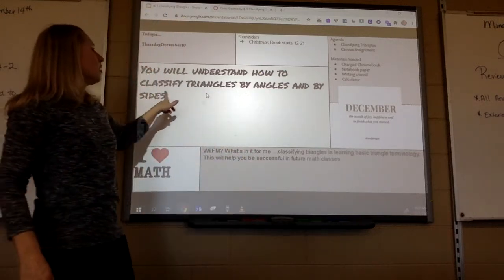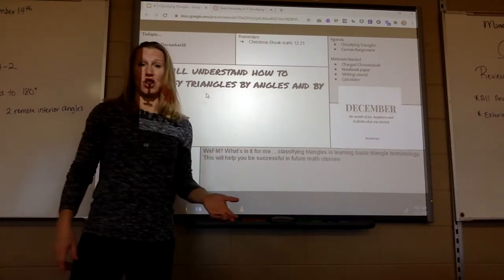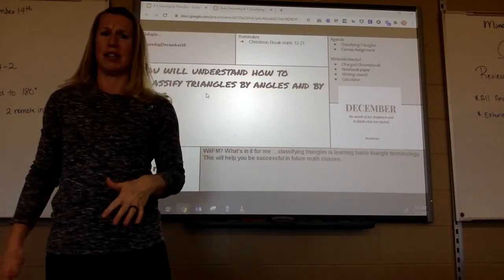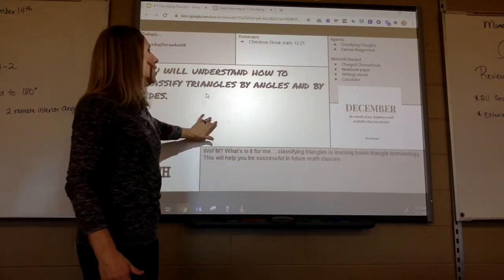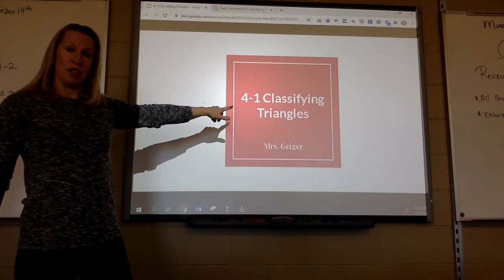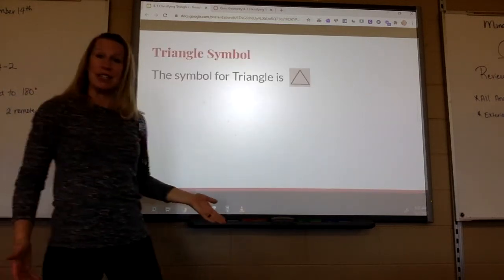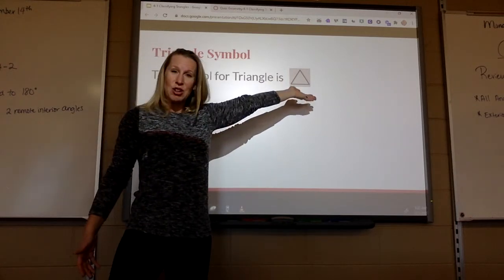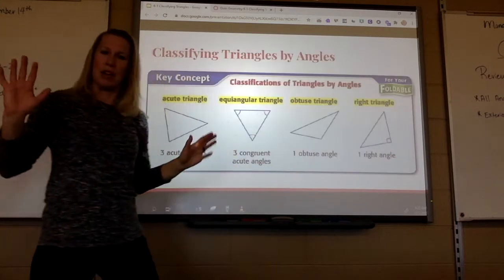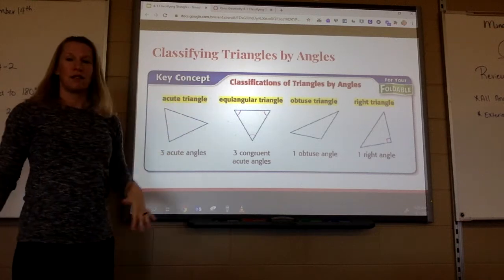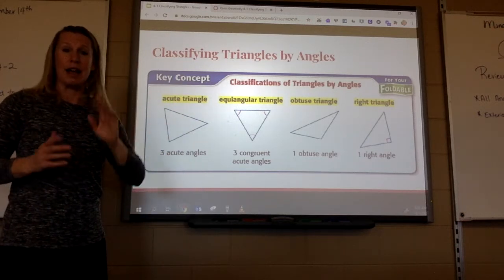Okay, so today we're going to understand just how to classify triangles. It's the very beginning of triangles, so today should be fairly easy, I hope. So we're just going to classify triangles today. So by the way, the symbol for a triangle is, guess what? A triangle. Surprise, surprise. So we're going to classify triangles by angles today and by sides.